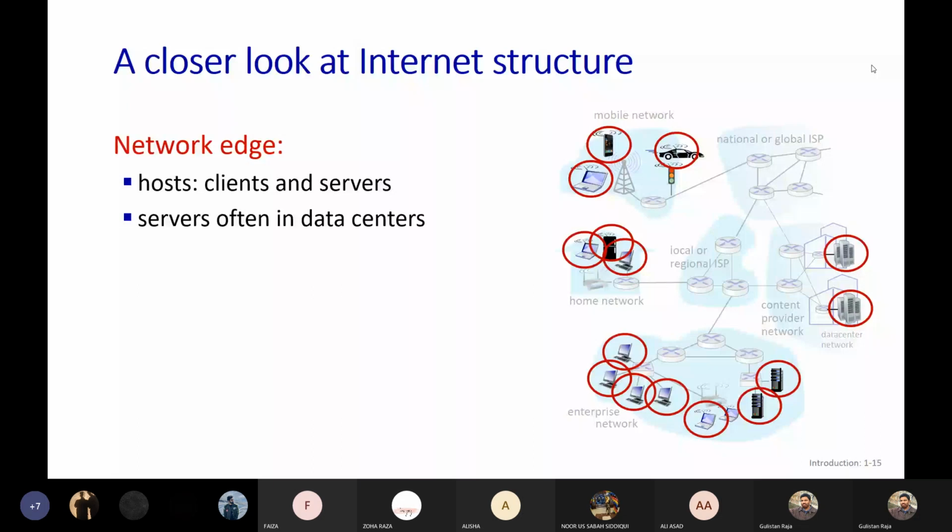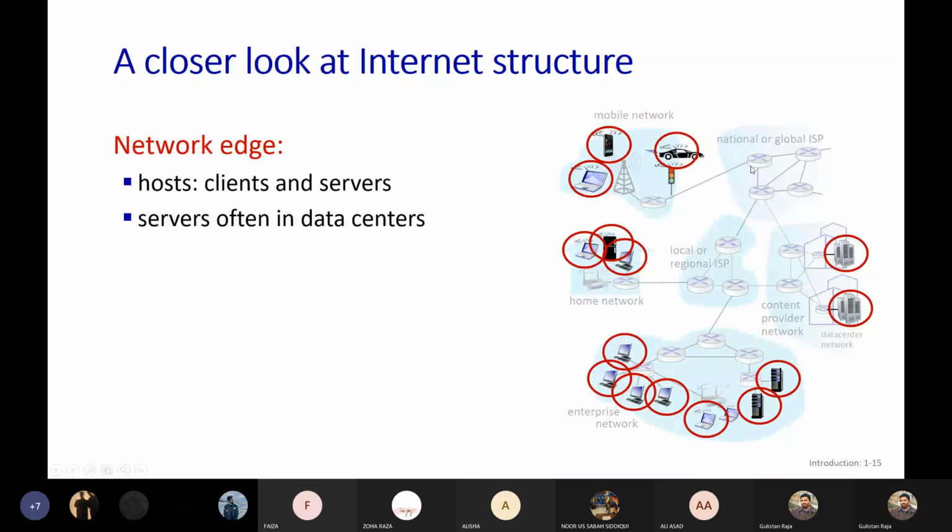Okay, ji. Now these clients are the ones who initiate requests. Servers normally do not request. Servers are basically for serving. Whenever a request comes in, the server responds to that request. So clients initiate requests, and servers respond to those requests. Servers are often used in data centers. Look at this, data centers have a lot of servers in them.